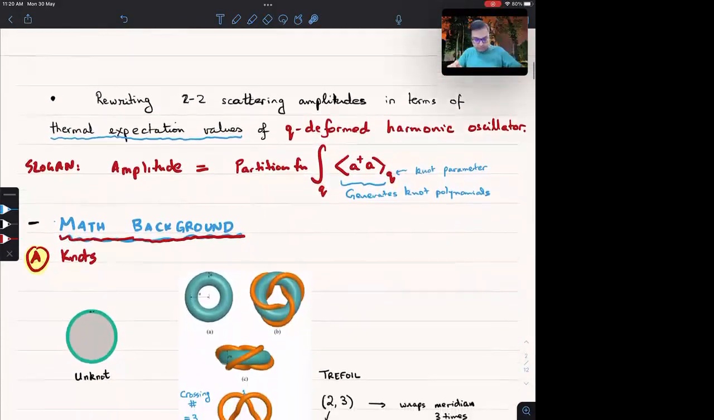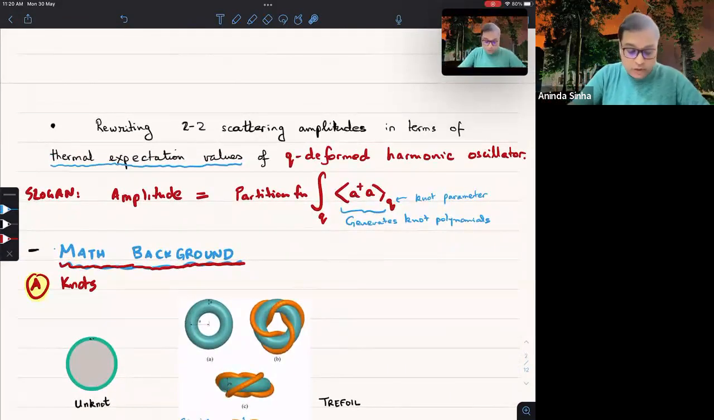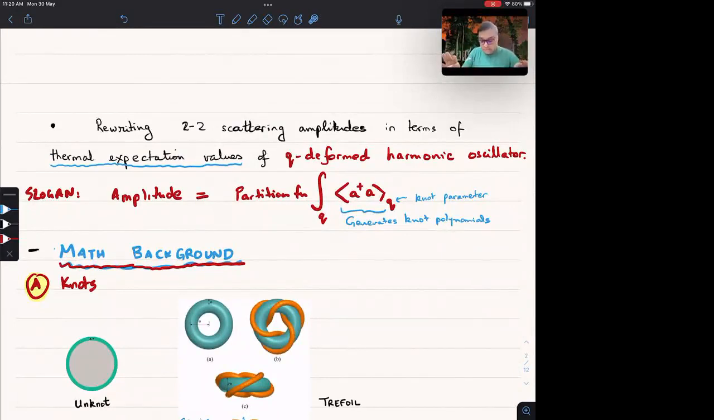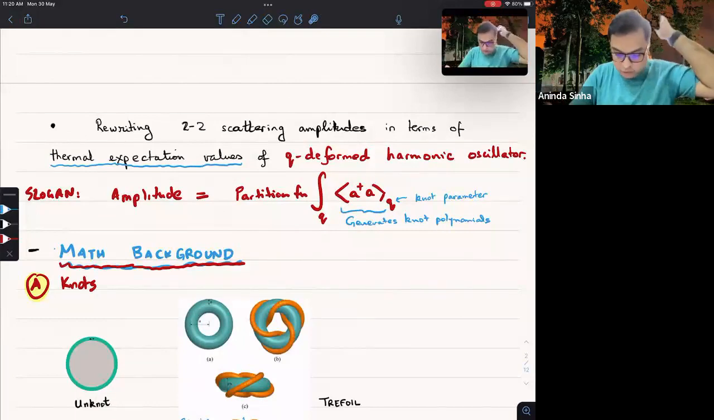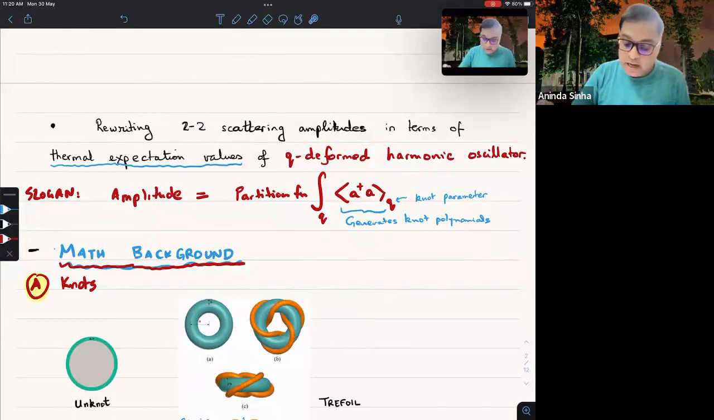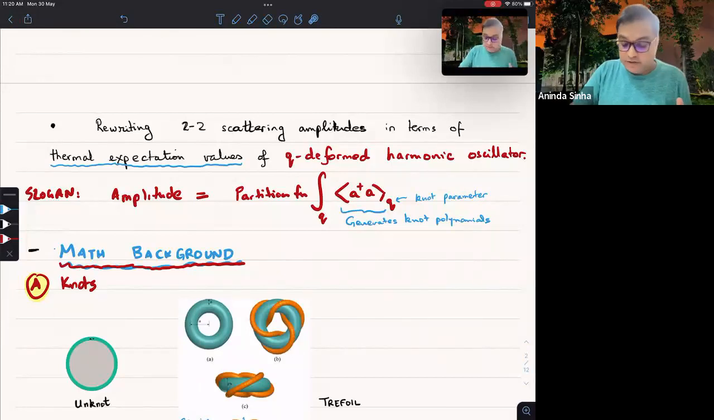Okay, so that was the first lesson. Hopefully I will be able to derive everything for you. And the second lesson is that we can rewrite these 2 to 2 scattering amplitudes in terms of the thermal expectation value of a Q deformed harmonic oscillator. And this is a rather strange sentence, and you'll be scratching your head. Was this expected? No, this was not expected, but I will show that indeed you can do it. And somehow the thermal expectation value of a Q deformed harmonic oscillator comes into the game.